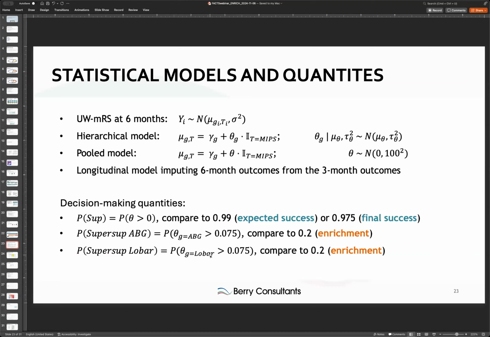It's the same rule in lobar. We call this a super superiority rule, right? Because this value here is a super superiority margin. It's not zero, this 0.075. Again, if we drop both groups for enrichment, that's our futility rule, the trial-wide futility rule.